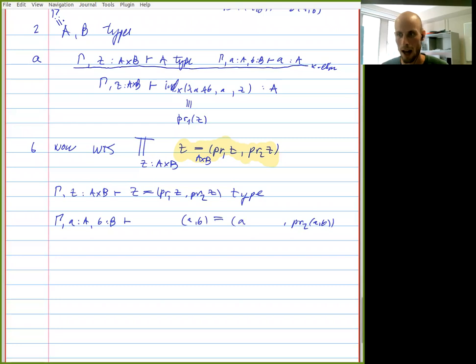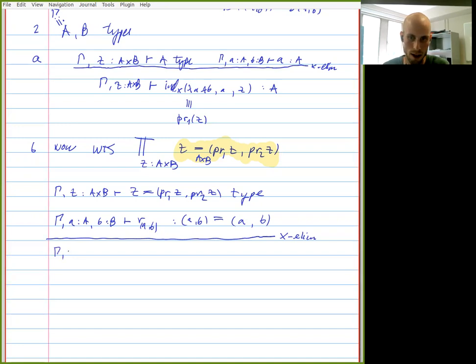So you get A here. And similarly, PR2, this is just going to compute to B. That's just by what we got from the definition. Okay, so now I need to supply a term of this type. And I do have such a term. It's the reflexivity at A comma B. And those are the two inputs to the elimination principle. And so I get out a thing like this.